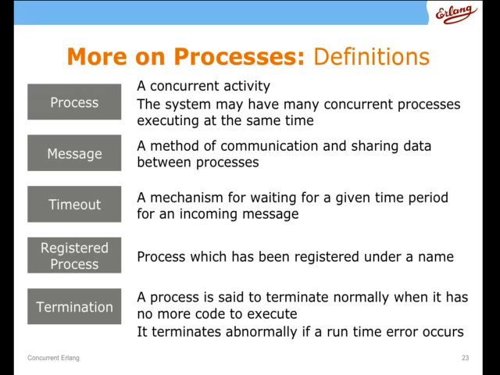A process will run the code for a particular function. When that function terminates, the process itself terminates. And that's called normal termination. Otherwise, if there's a runtime error, the process will die, and that's called abnormal termination.